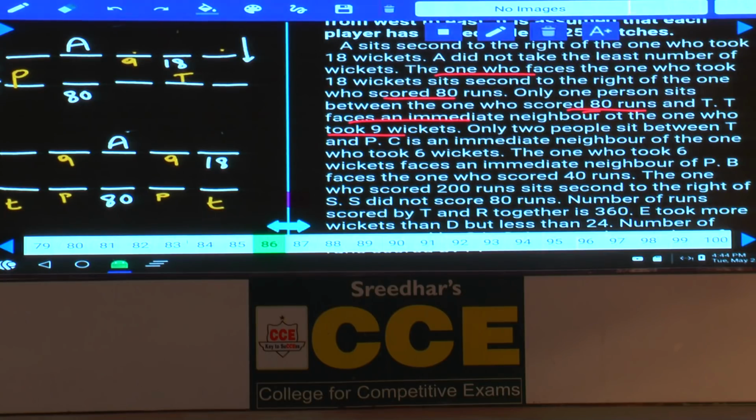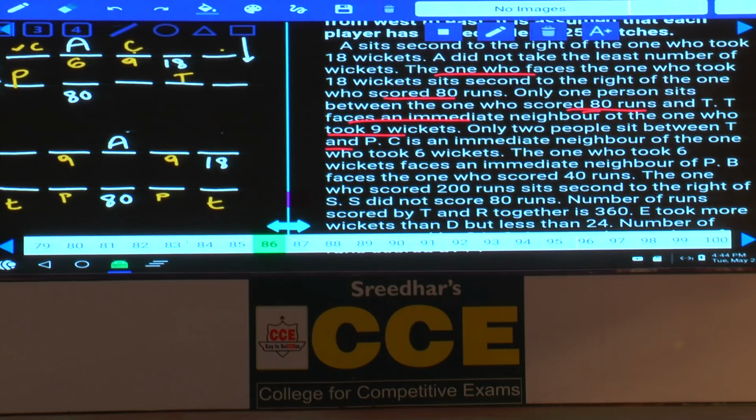Only 2 people between T and P, and C is an immediate neighbor of the one who took 6 wickets. Now 6 is there, and C can be either here or here, isn't it? Now if 6 wickets is here, can 6 wickets be here? No. If 6 wickets is here, then A and C must be in the same place, which is not possible. Hence 6 must be here only, because 9 is already there, hence C must be at this place. C can be either here or here. There are 2 possibilities.